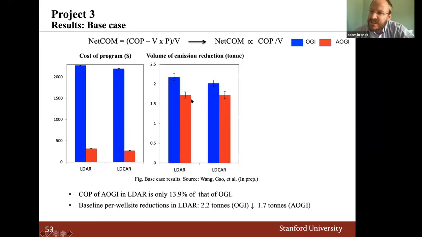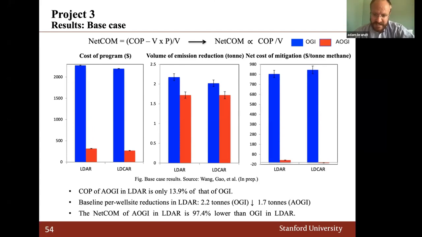Our emissions reductions go down somewhat. We only mitigate maybe 80% of the emissions that we would otherwise. Okay, 70 to 80%. So we're less effective at finding emissions. But in some cases, the net cost of mitigation is negative. That is, we save more gas than we spend. But in most cases, it's positive, but much, much smaller.